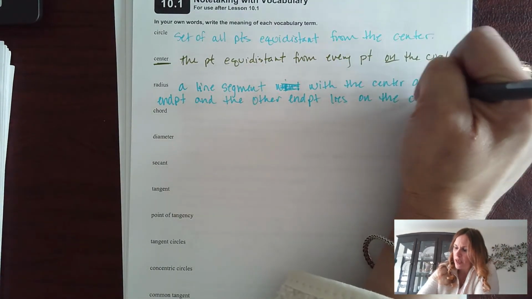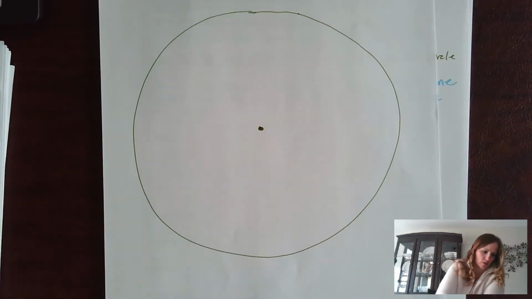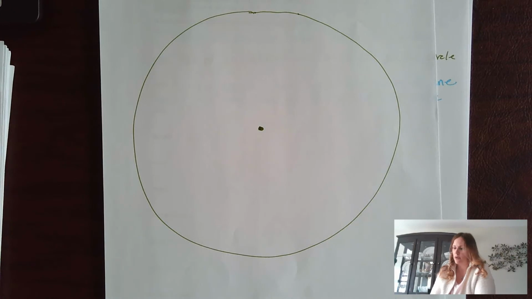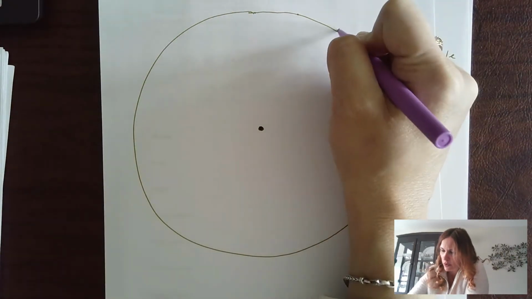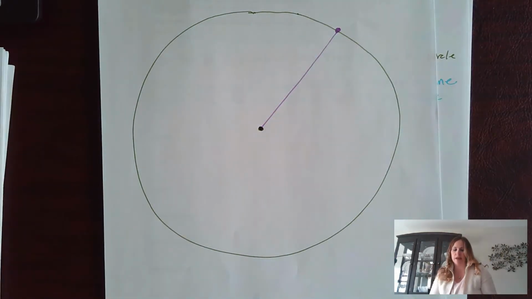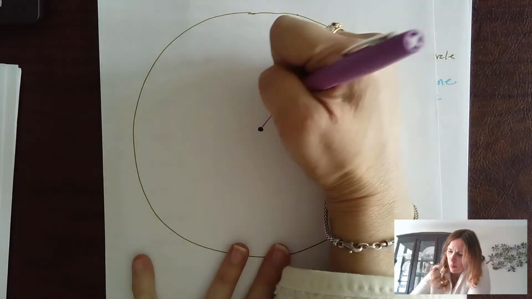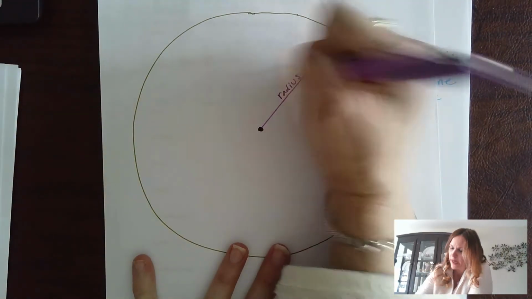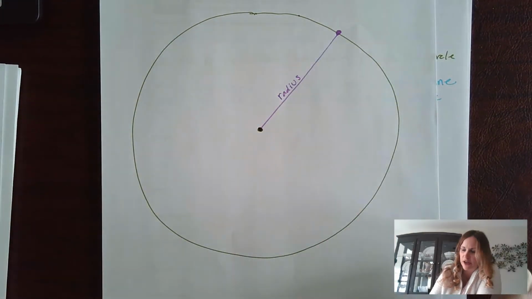All right, so if you're looking at our drawing here, and again, it's a segment, right? So we're talking about one endpoint on the circle and one endpoint at the center. So we'd consider that to be a radius. Now remember, there are an infinite number of radii in a circle, because obviously I can keep drawing a whole bunch of these. I'm just going to label this as radius. But a radius is just a line segment from the center to the edge of the circle.